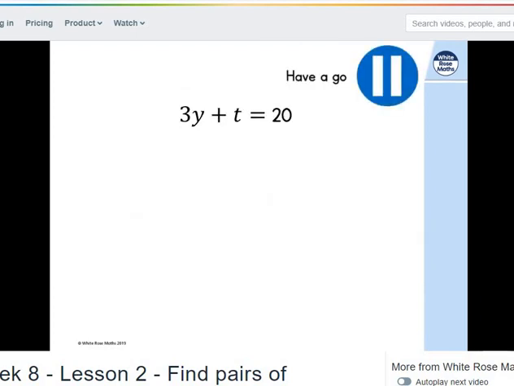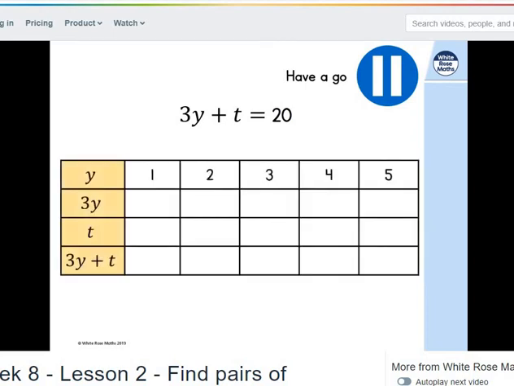So, I want you to have a go at this one now then. If 3y plus t equals 20, can you work out these missing values? Pause the video, complete that table.